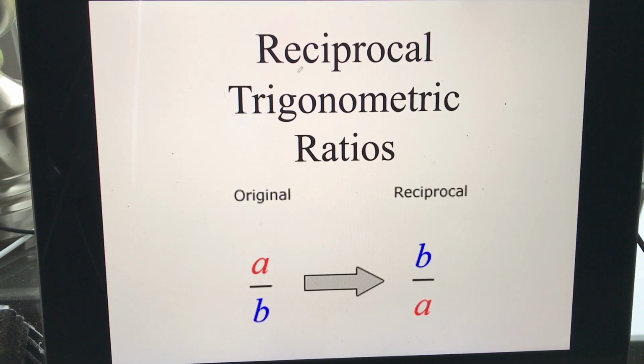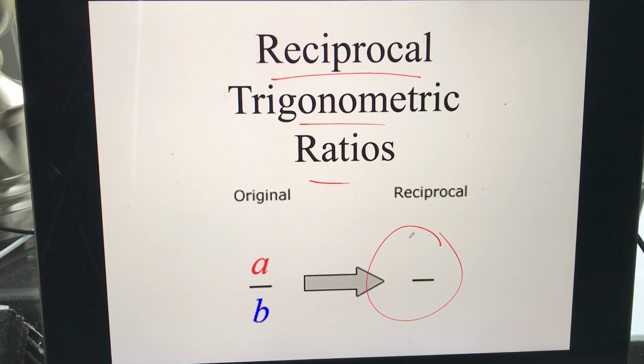We're going to take a few minutes and talk about the reciprocal trigonometric ratios. So if I have an original fraction or ratio a over b, the reciprocal, or to reciprocate, is just the flip. I just take my a over b and flip it upside down, b over a. That's the idea. So if I had 2 over 7, the reciprocal would be 7 over 2.